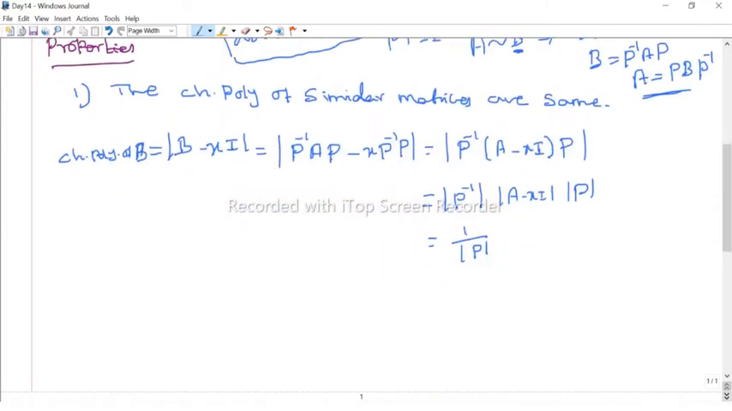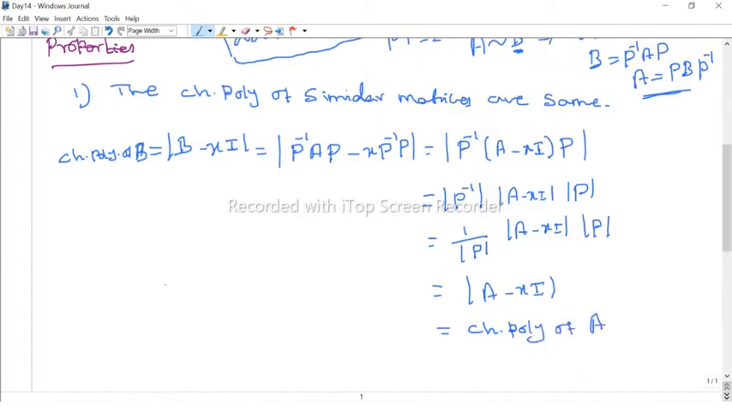Therefore we get 1 by determinant of P, times determinant of A minus xI, times determinant of P. Since P is an invertible matrix, the determinant of P is a non-zero number. Therefore we can divide and cancel the determinant of P. We get determinant of A minus xI. This is nothing but the characteristic polynomial of A.